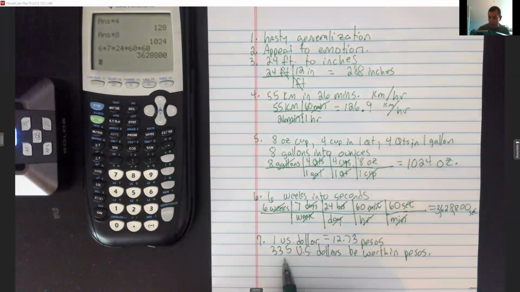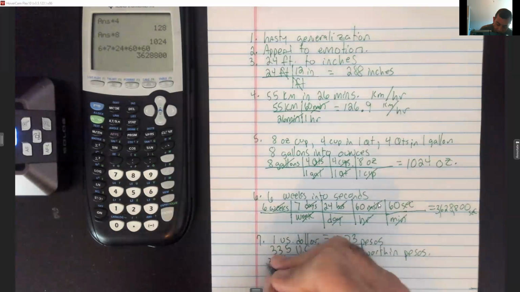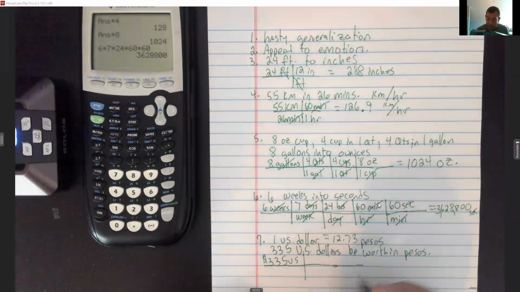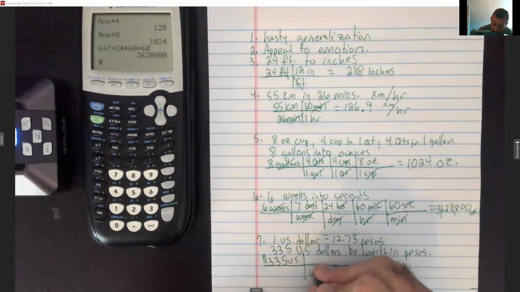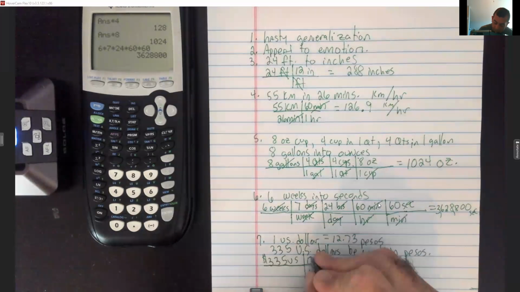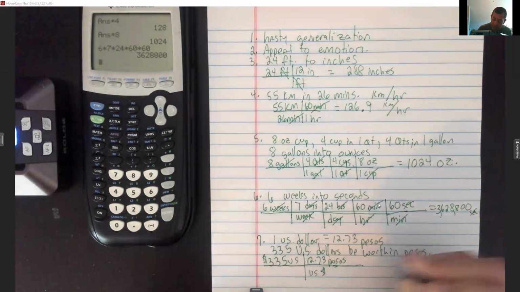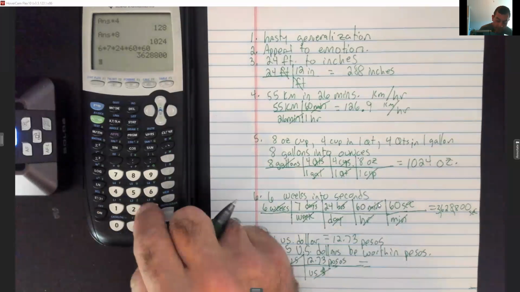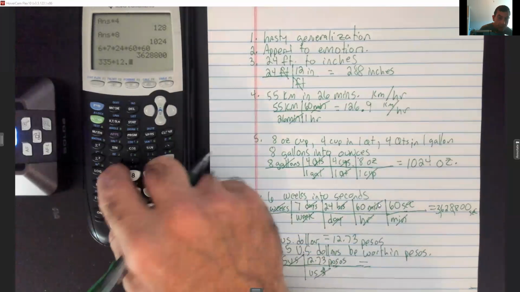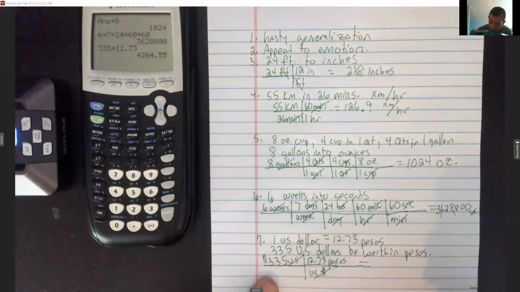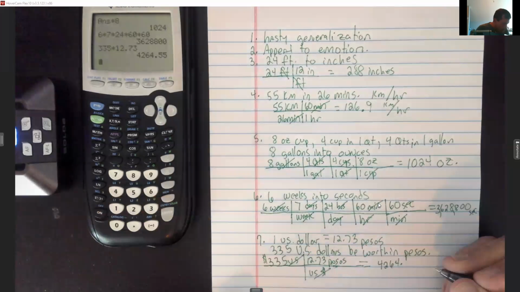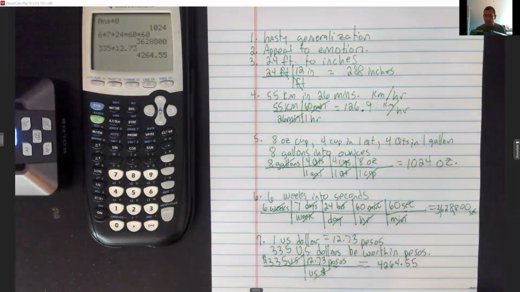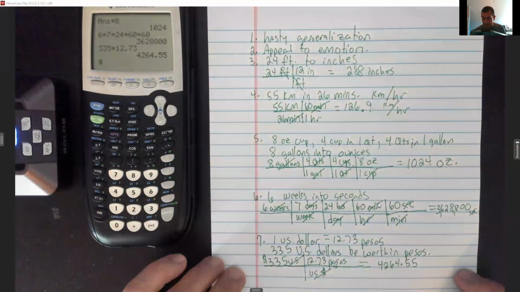So what are we starting with? $335. I'll just use dollars for US dollars. And remember, this is US. They gave me the conversion up here. Every 1 US dollar is worth 12.73 pesos. So look, my US dollars are going to cancel. So all we've got to do is multiply $335 times 12.73, and that'll give me $4,264.55 in pesos. Okay, so the dollar must be worth a lot more than the peso, okay?